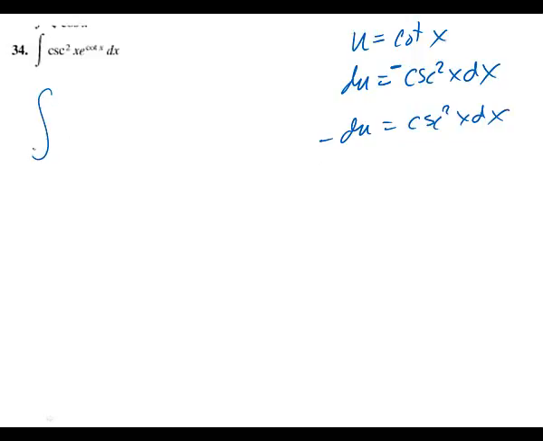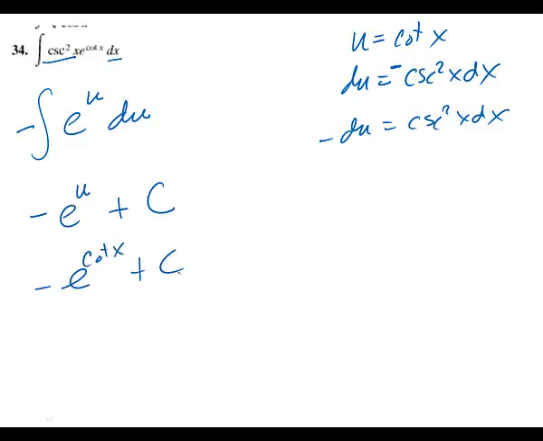All right, so we rewrite the integral as e to the u, and then for the cosecant squared x dx, we put in negative du. When we integrate e to the u, what do we get? E to the u plus c, and instead of writing u, I'm going to write cotangent x.